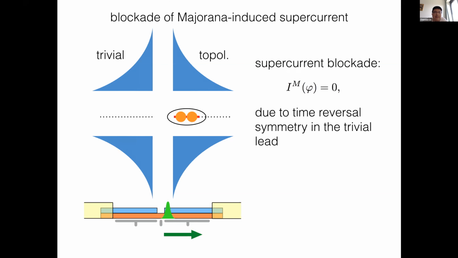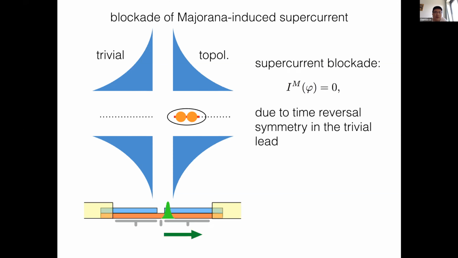One thing I want to emphasize is that although in the description of the physical picture I keep saying spin up and spin down, spin is not necessarily a good quantum number in the system. But the key point is that as long as the trivial superconducting lead is time reversal invariant, then this destructive interference would always happen, making the Majorana supercurrent blockade. We have proved that using Anderson's theorem.